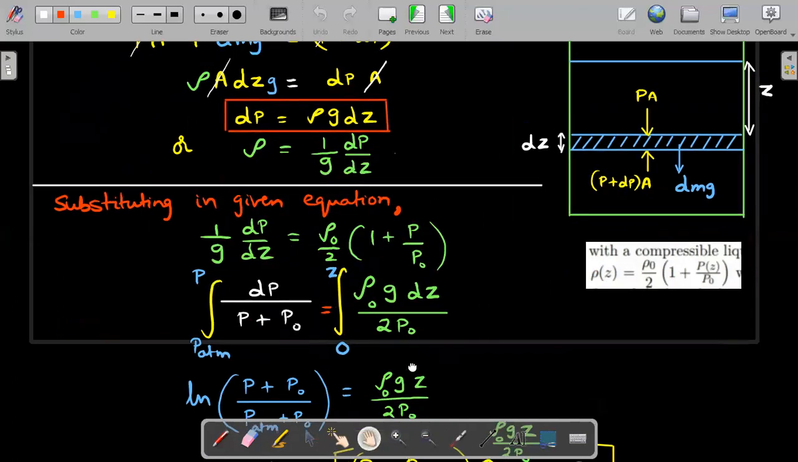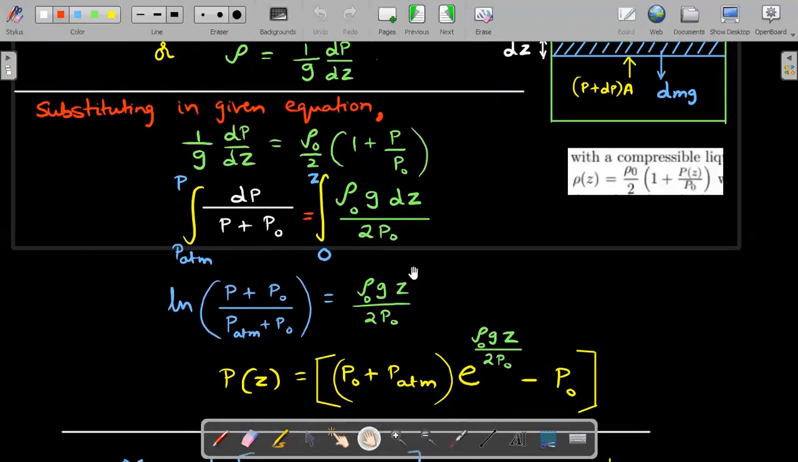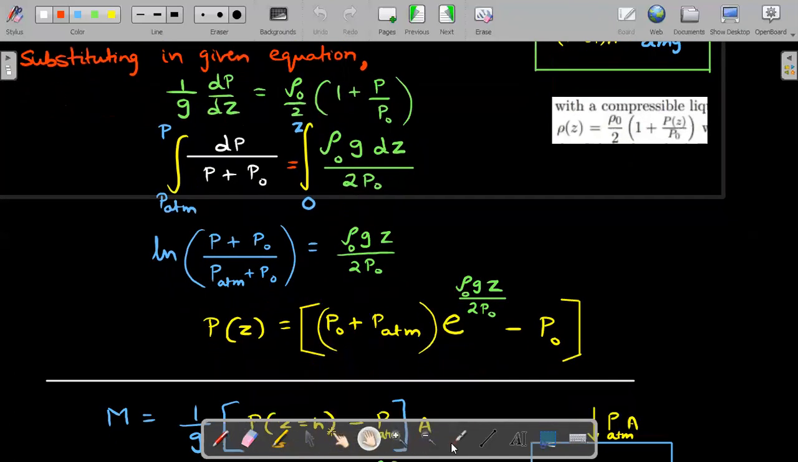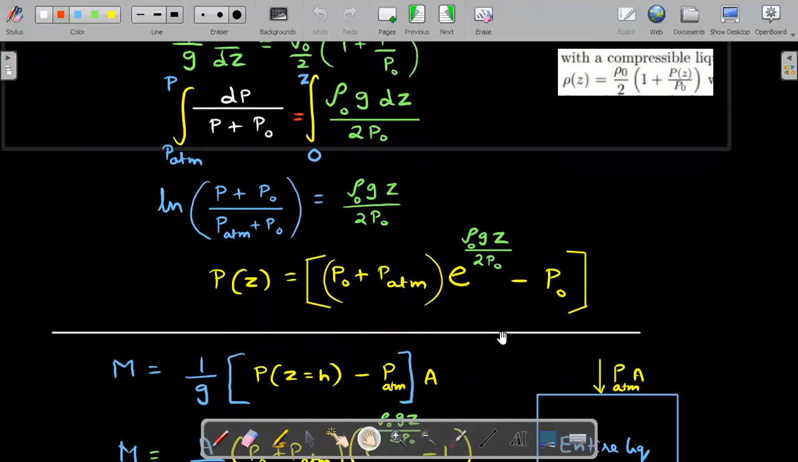Okay, so you get a logarithmic simple integration, and then we rearrange, you'll get an exponential function for the p of z with p naught and p atmosphere separately and carefully written, and this is p naught. And as expected, as you move down the z coordinate, there is an increase in pressure, but not linear in this case, it is the exponential term. Okay, so this is what the first part is.